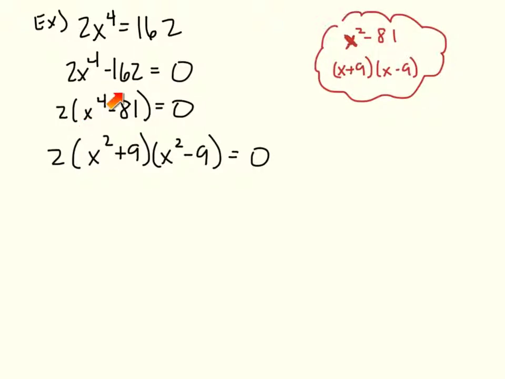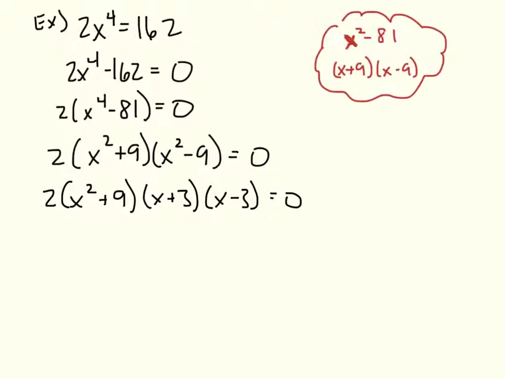Okay, now, is this fully factored? No. x squared minus 9, that can factor down some more. x plus 3, x minus 3. So 2 times x squared plus 9, x plus 3, x minus 3 equals 0. Whenever I set each thing equal to 0, 2 equals 0, rejected.